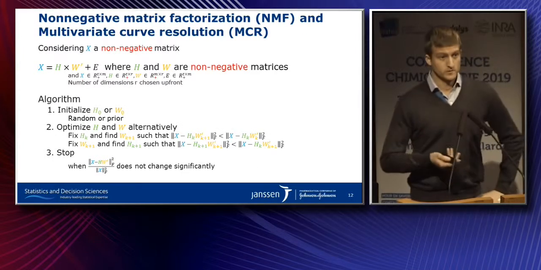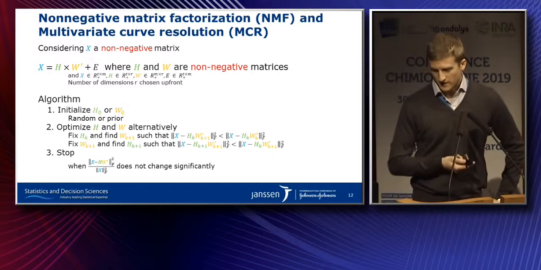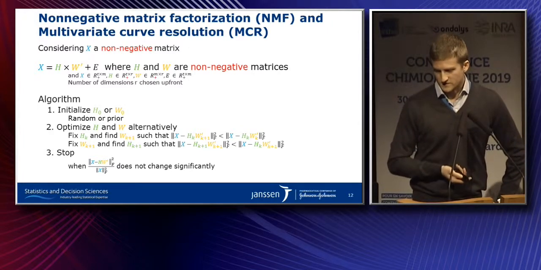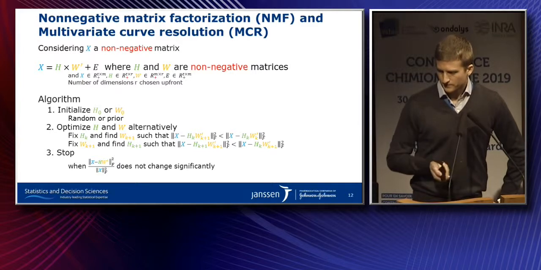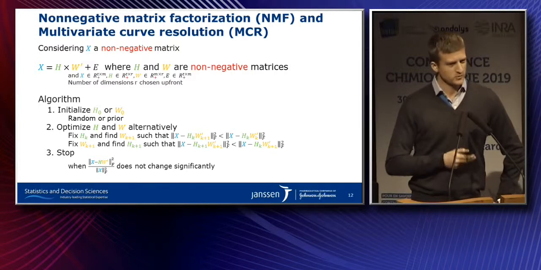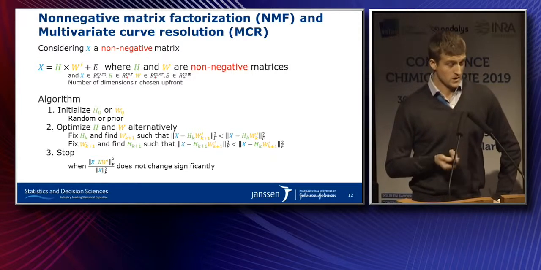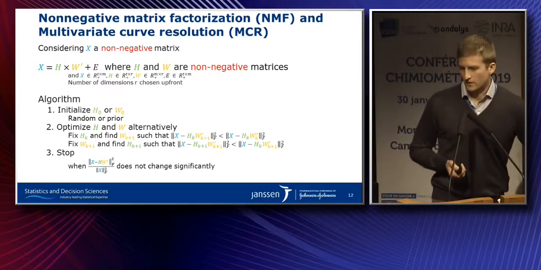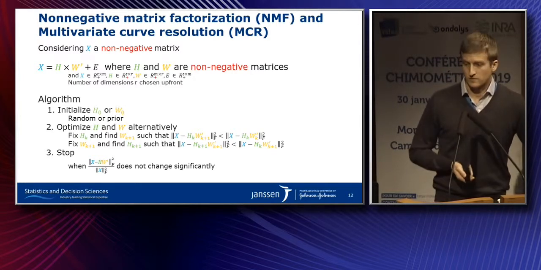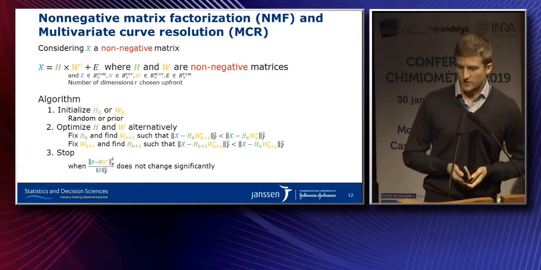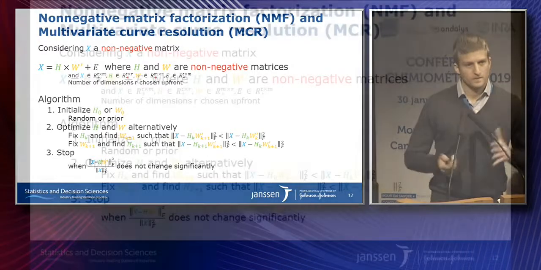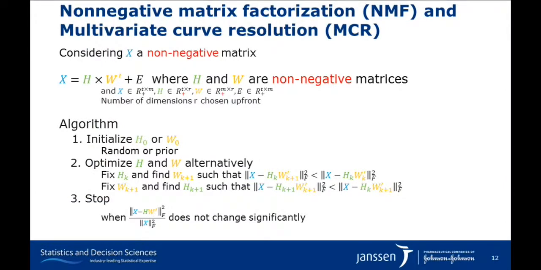I will also use 2 other methods, which have been explained already yesterday and today, which are non-negative matrix factorization, which comes more from the field of signal processing, and also multivariate curve resolution from the field of chemometrics. And here, those methods will also be applied on a spectral matrix, which has to be non-negative, which is the case with mid-infrared spectra.